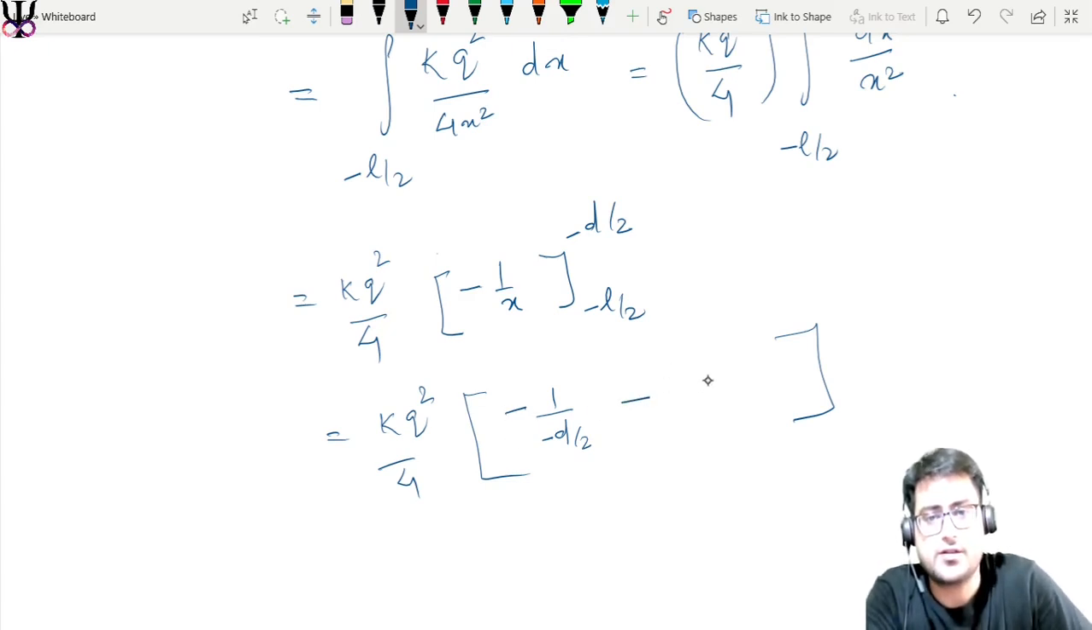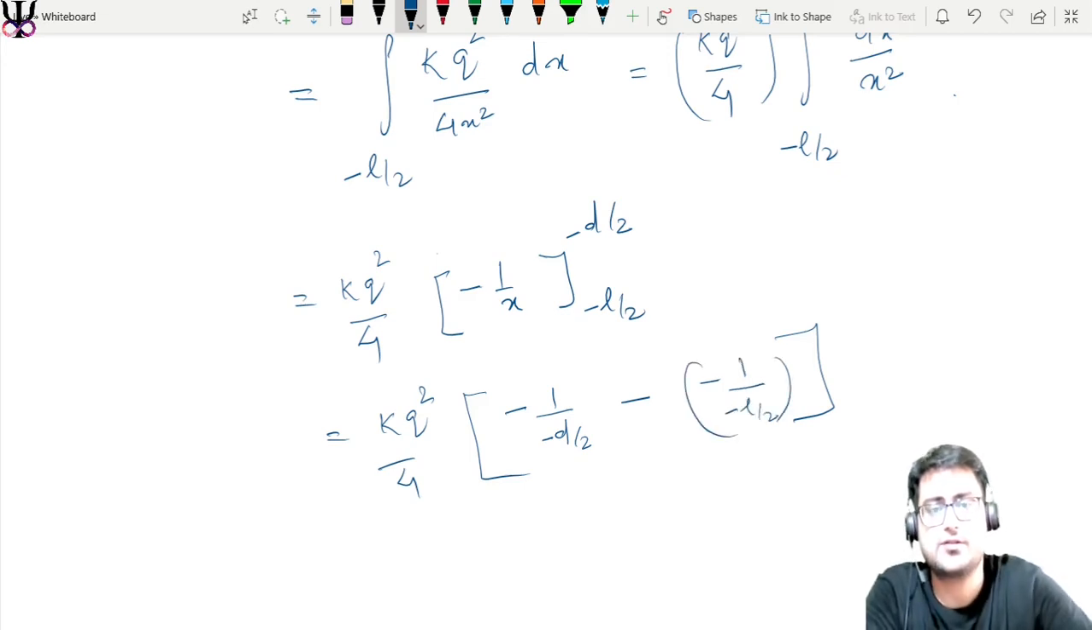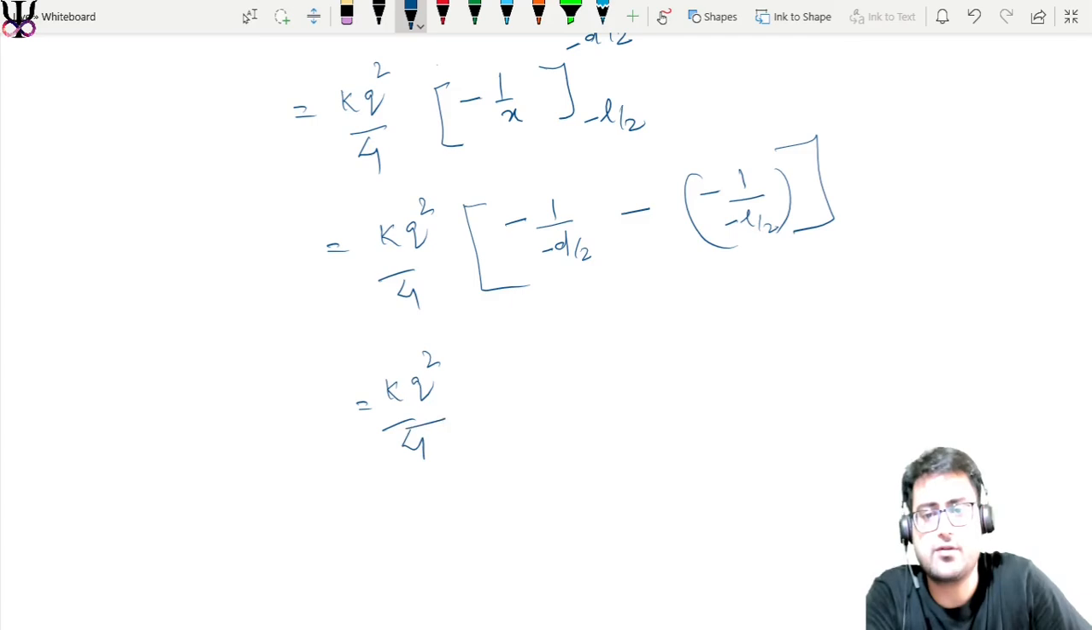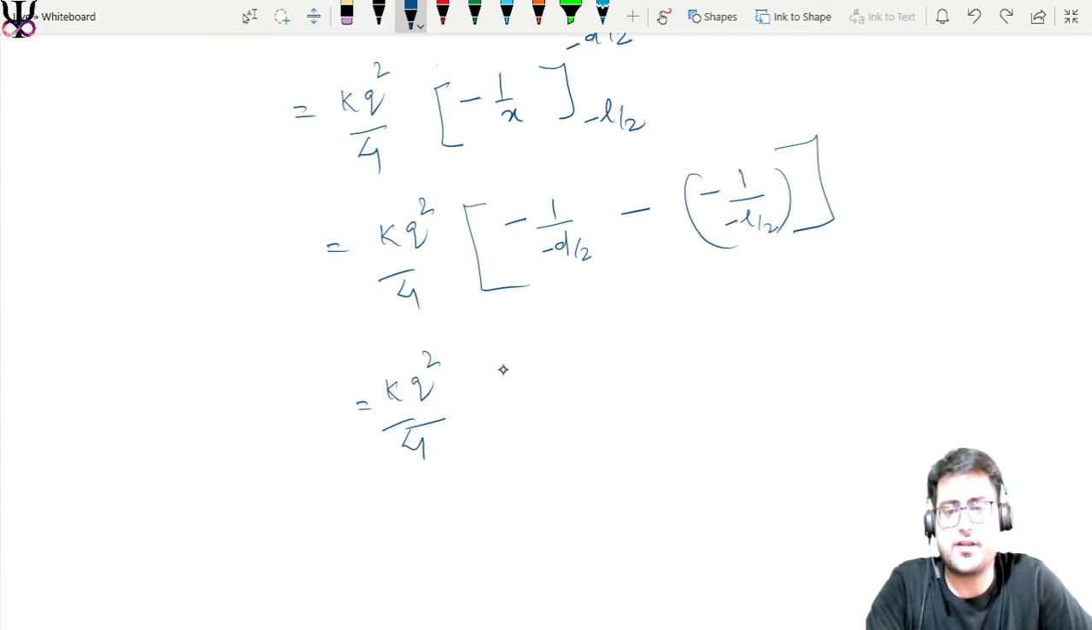Minus 1 by minus L by 2, correct? So it's going to be k q squared by 4. Make sure that you're using the signs very carefully here, otherwise you might make a mistake, right?